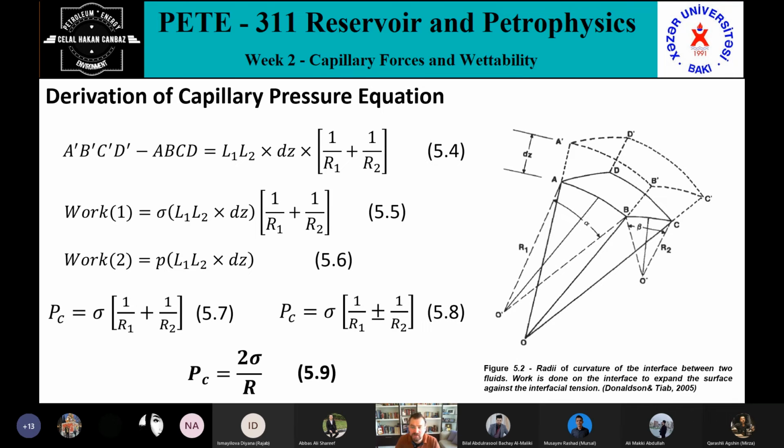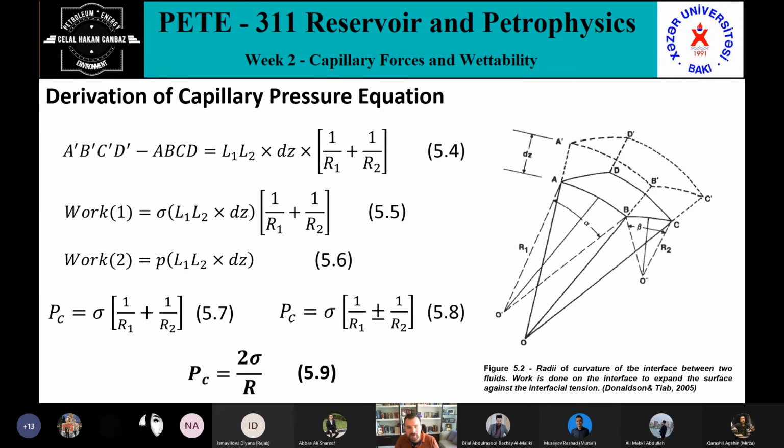So the first work can be described like this. The second one is the isothermal work done by the increase of pressure to advance the surface a distance dz, called work 2, and it is described like this. The first work has been done by the interfacial tension, and the second one has been done by the difference of the pressure. So these two works are described in these two formulas.